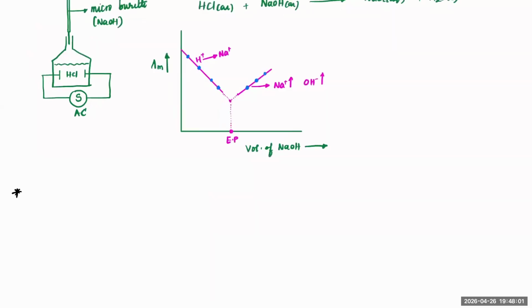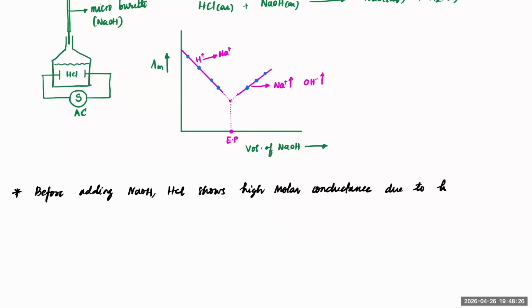Before adding NaOH, HCl shows high molar conductance, due to highly mobile H plus ions. Okay, clear?